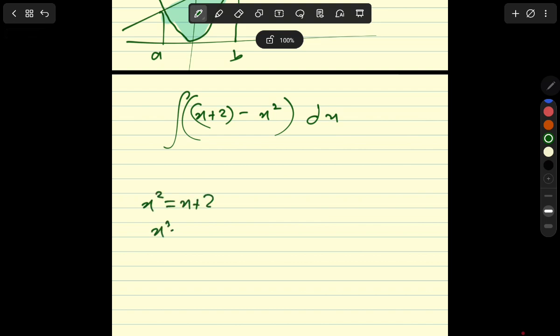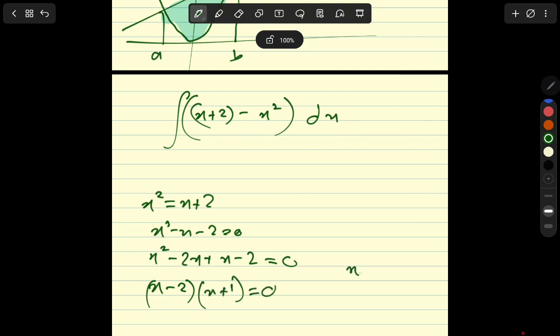So this becomes x squared minus x minus 2 equals 0. So x squared minus 2x plus x minus 2 equals 0. So x minus 2 and x plus 1 equals 0. Therefore, x is equal to 2 and x is equal to negative 1. So a is negative 1, b is 2. So you put these limits and bam, there you have your answer. Let's do it very quickly.